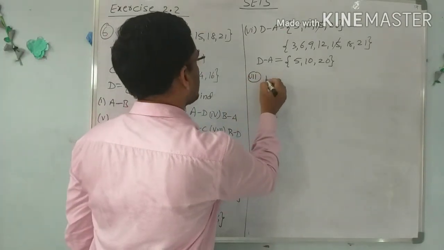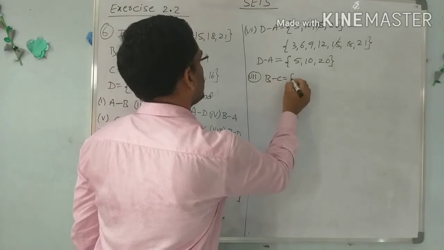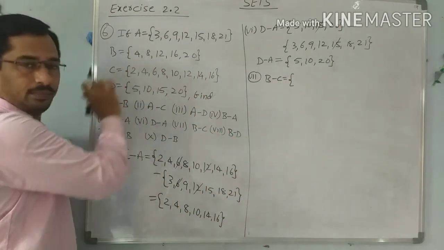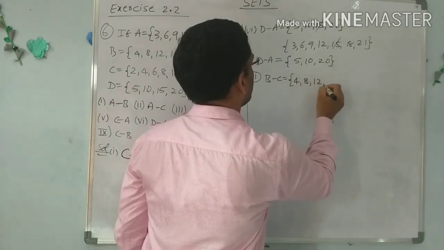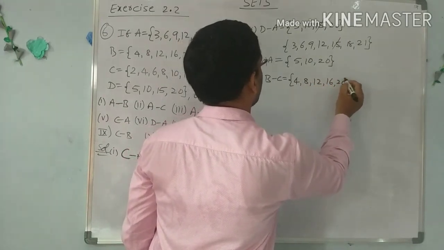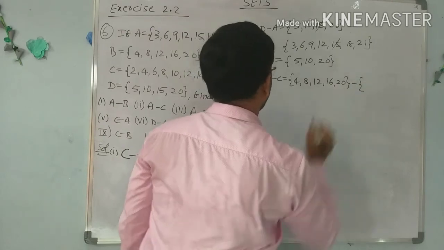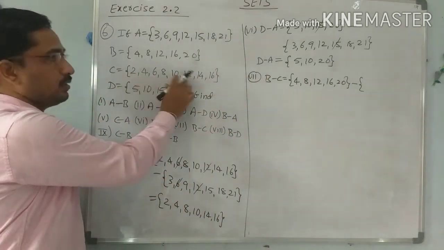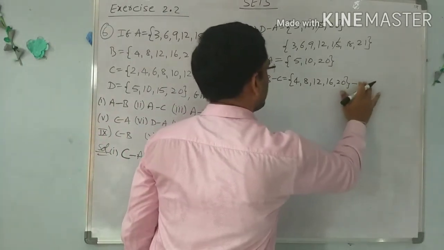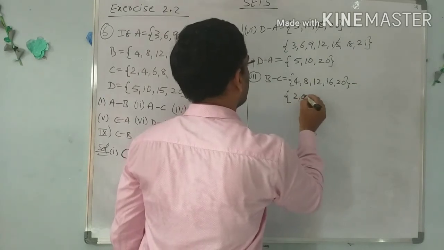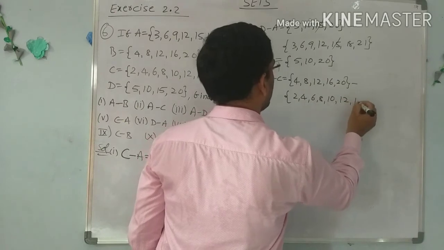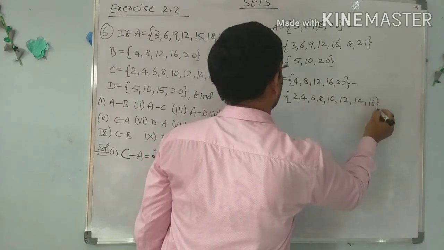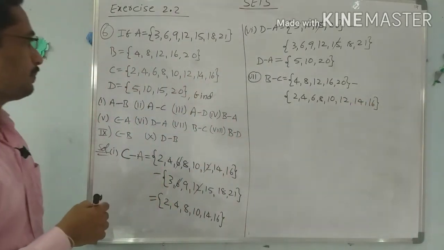Seventh, B minus C. So write the elements of B: 4, 8, 12, 16, 20, minus elements of C. Write the set C elements: 2, 4, 6, 8, 10, 12, 14, 16. So these are the elements of C.